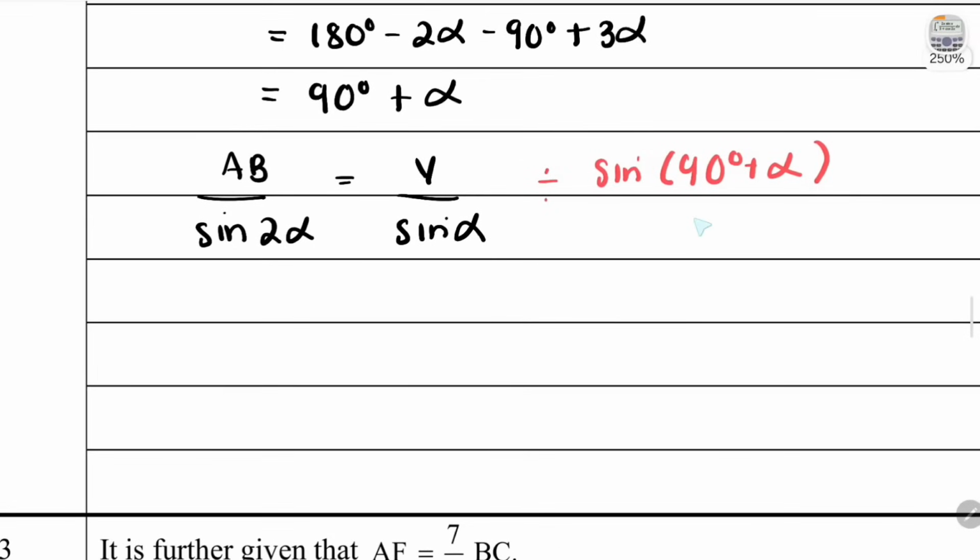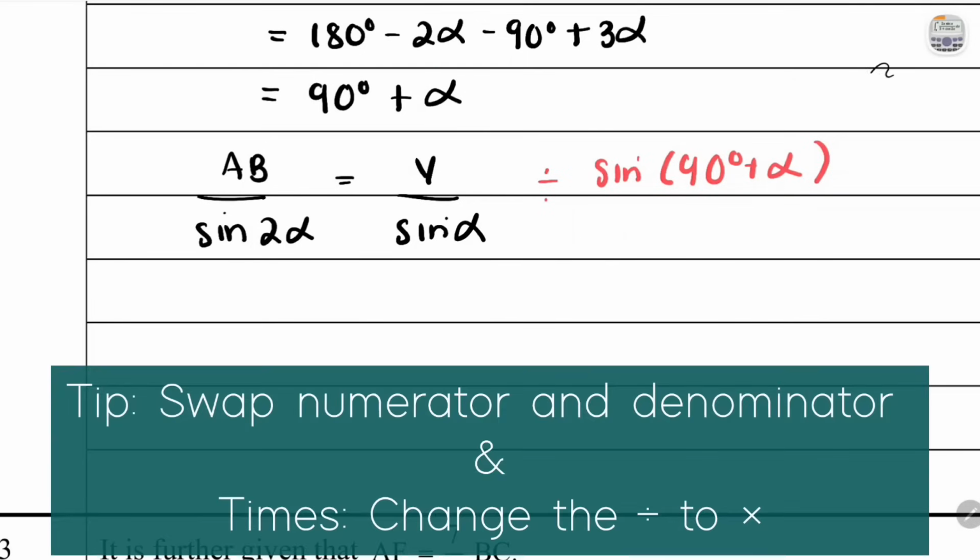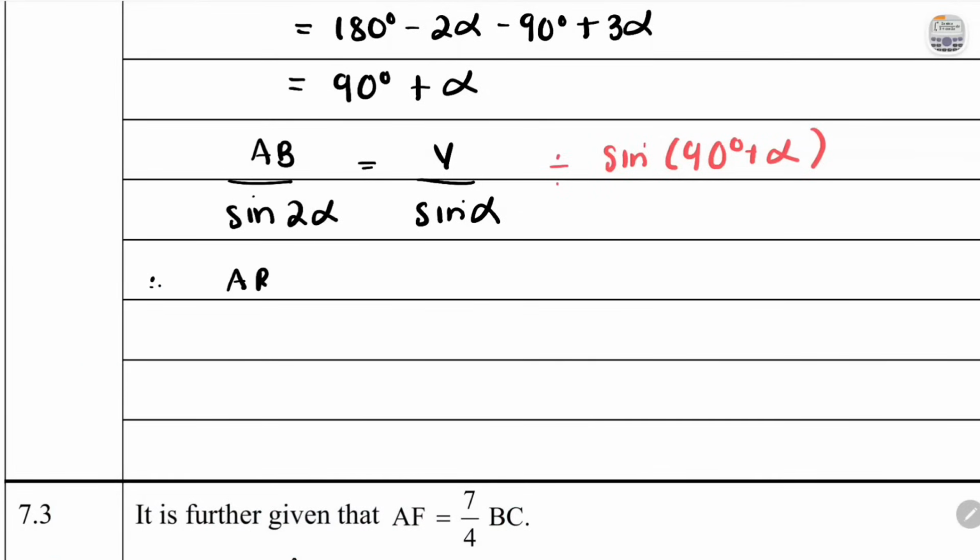Okay, now with that, you see that it has a denominator of 1. So we can just use tip and times over there. So we'll just have AB over sine 2 alpha is equal to y over sine alpha, and that multiplies by 1 over all of that. Okay, so 1 times y still stays y, but the denominator is now going to be sine alpha times sine of 90 degrees plus alpha, which is actually a cofunction. So this will simplify to cos alpha. Okay, and that's what we have.